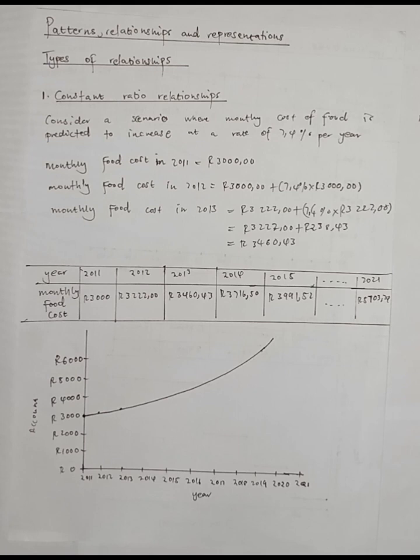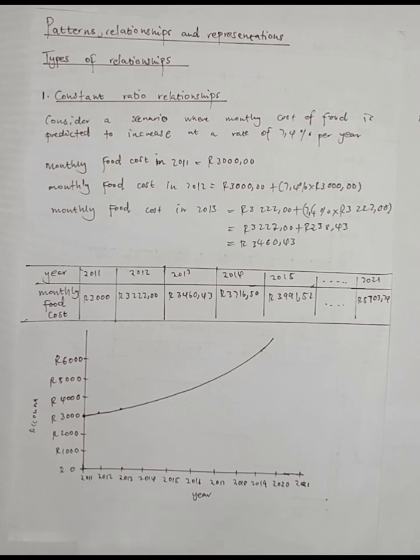Types of relationships. Number one, we have constant ratio relationships. Consider a scenario where the monthly cost of food is predicted to increase at the rate of 7.4% per year. Monthly food cost in 2011 is 3,000 rand. Then the monthly food cost in 2012 will be 3,000 rand plus 7.4% times 3,000 rand.